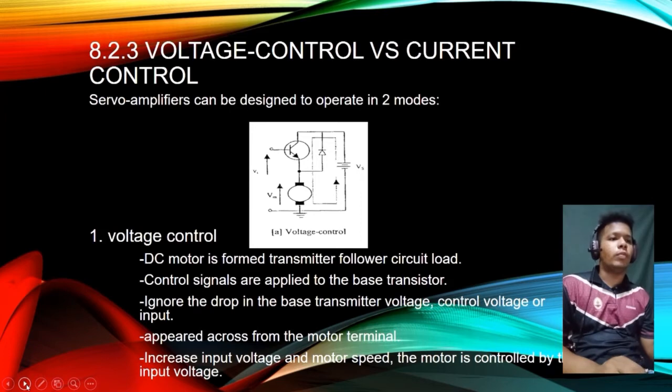Next, 8.2.3 Voltage control versus current control. A servo amplifier can be designed to operate in two modes. First mode, voltage control. The DC motor is the emitter of a transistor in an emitter follower circuit, and the control signal is applied to the base of the transistor. Ignoring the base emitter voltage drop, the control voltage or input appears across the motor terminals. Increase the input voltage and the motor speed increases. The motor is controlled by the input voltage.